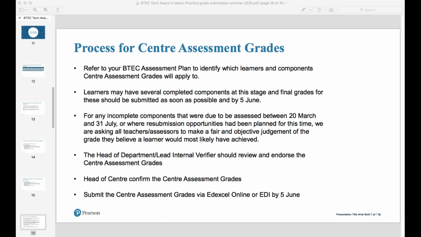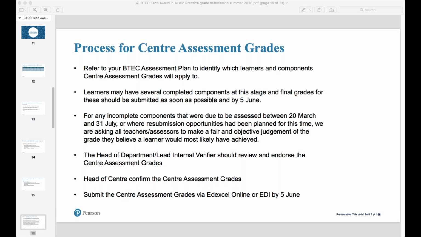Someone's asked about centre assessment grades, are we submitting these in addition to completed internal units for year 11? If they have completed the 2 internal units, you would be submitting the grades that they have for those components. You wouldn't need to submit the centre assessment grades, although the centre assessment grades and completed components are all being entered in Edexcel Online, so it is the same process.